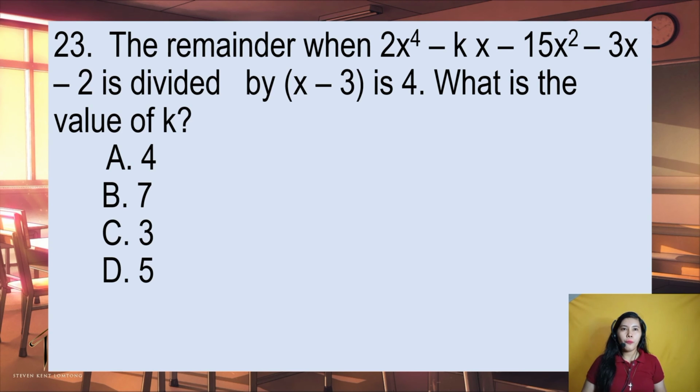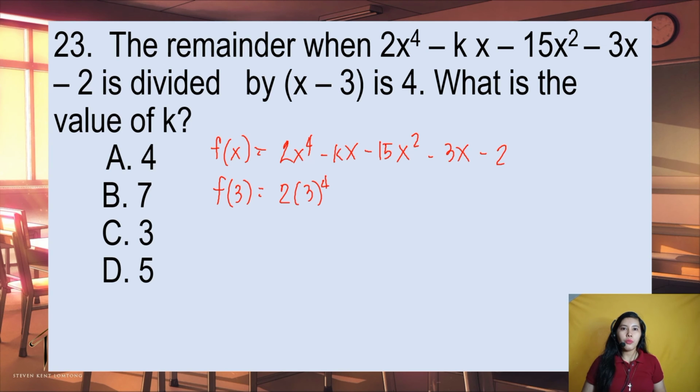So we have f of x equal to 2x raised to 4 minus kx minus 15x squared minus 3x minus 2, and it's divided by x minus 3, so f of 3 is 2 times 3 raised to 4 minus k times 3 minus 15 times 3 squared minus 3 times 3 minus 2, and let's equate this to 4.